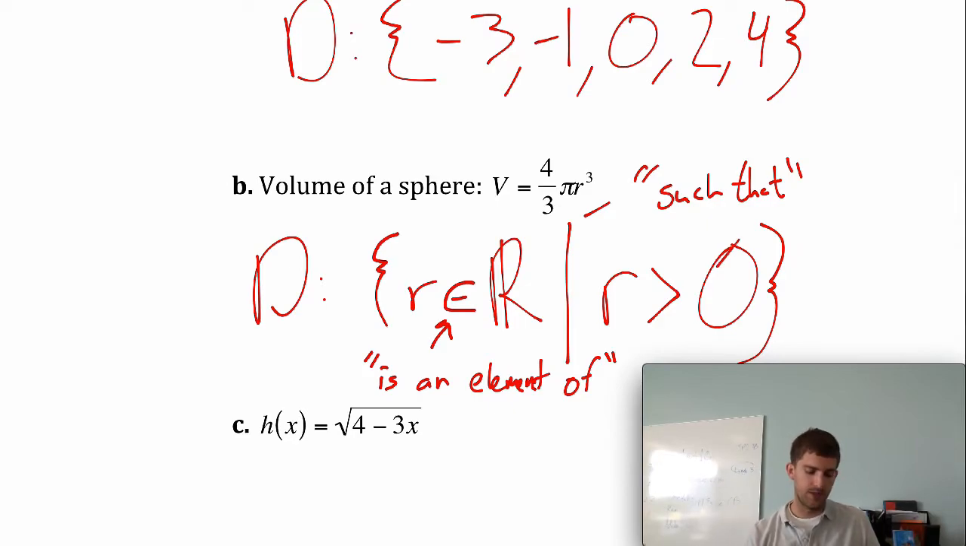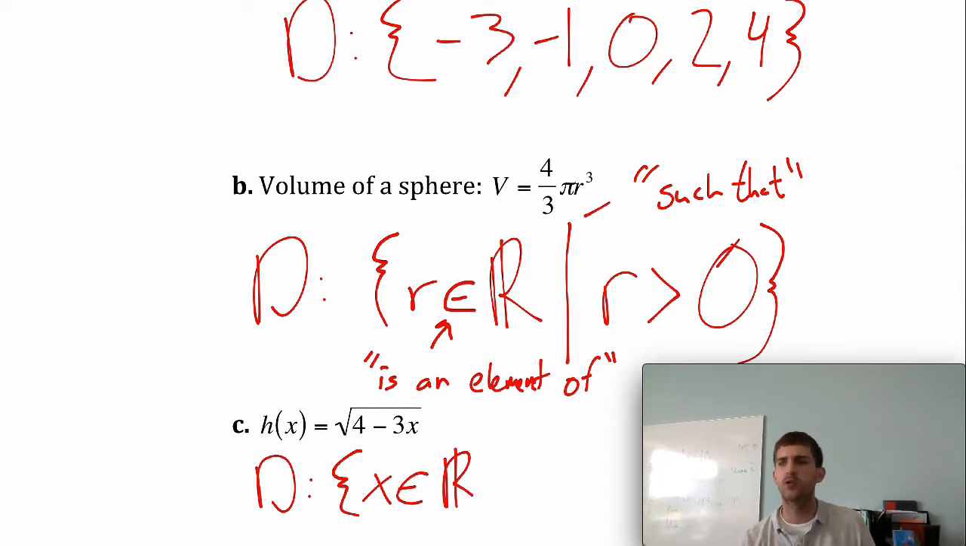Let's try a couple more of these. Next up, h of x equals the square root of 4 minus 3x. So we're going to say, our domain, D. The variable we're using is x, and we're also going to be using the real numbers. So x is an element of the reals. That means we can use any real number that we want, but can we just leave it like that? Is it okay to plug in any real number?